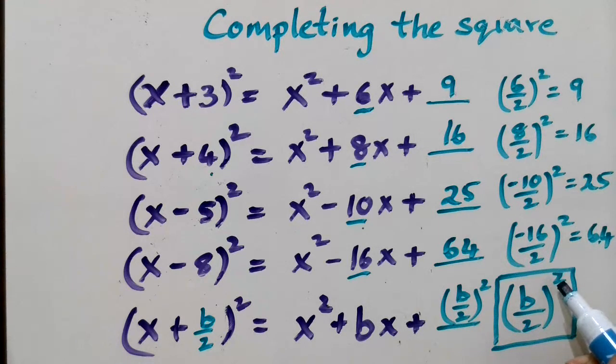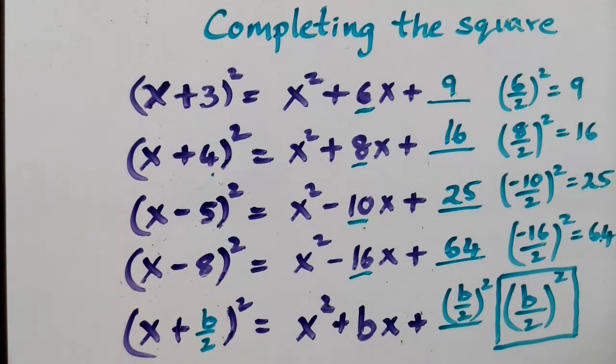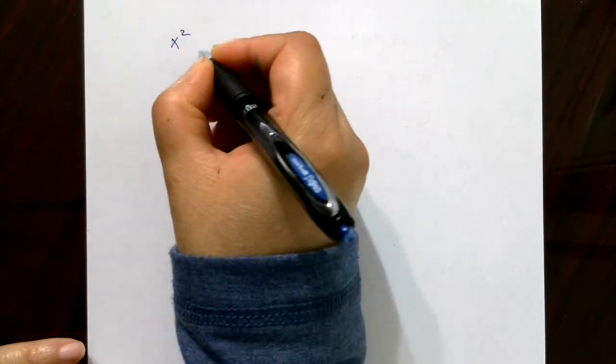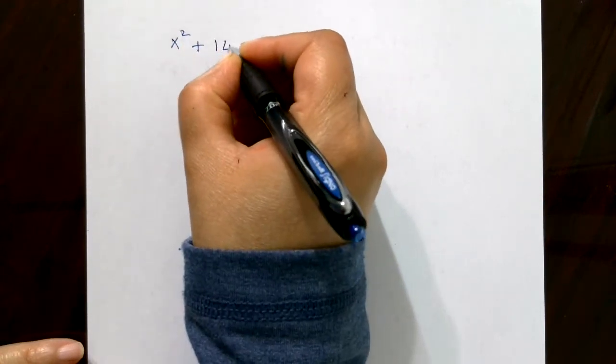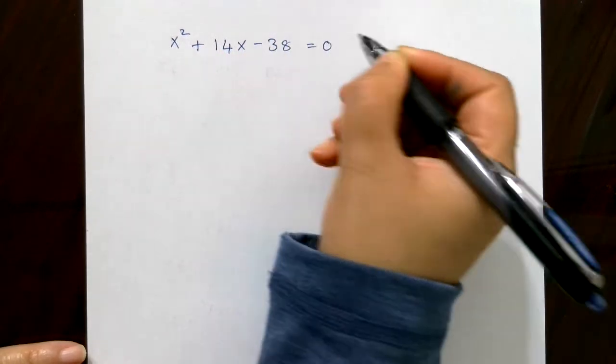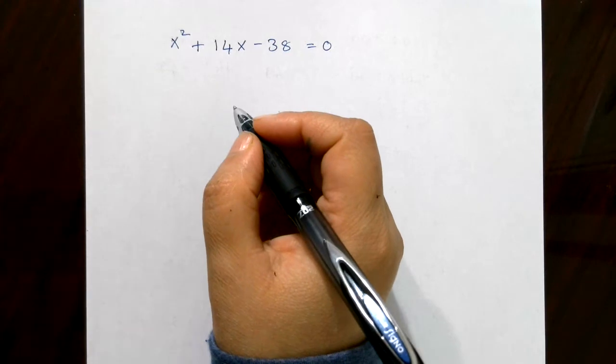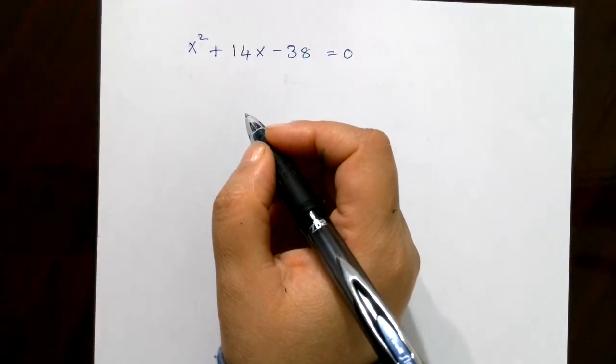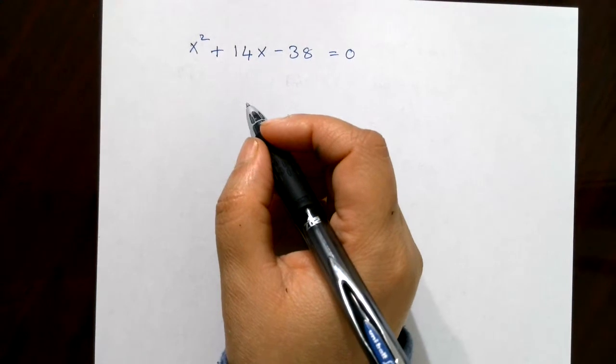So now let's do a few examples where we solve quadratic equations using completing the square. So let's take x squared plus 14x minus 38 equals 0. Now we'll see how to solve this using completing the square.